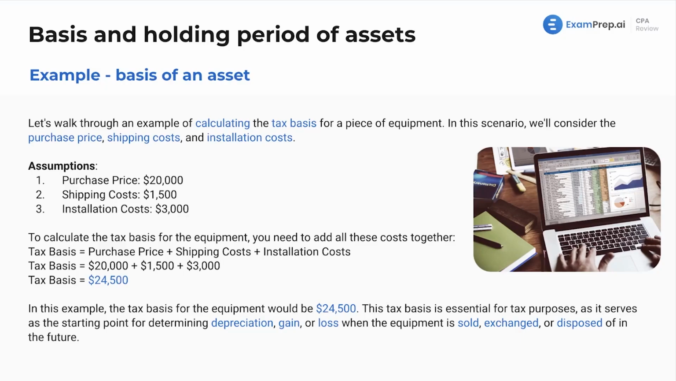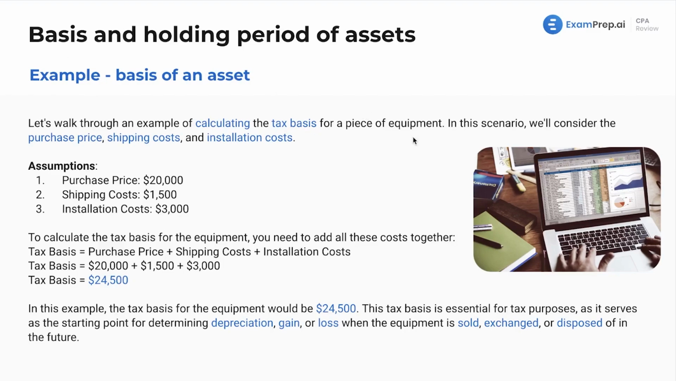Here we go. Now this is a relatively simple one and they'll get progressively more complex. Also, practice, practice, practice makes perfect. Let's walk through an example here. We've got the purchase of a piece of equipment. What is going to be our tax basis? Well, I'm glad you asked because we're going to go through it together.